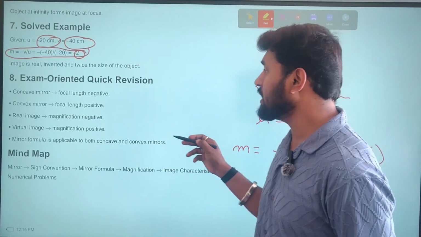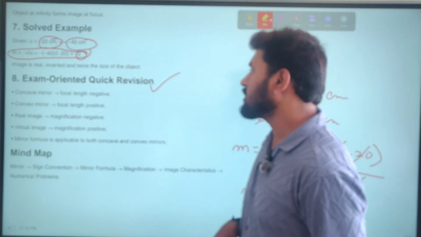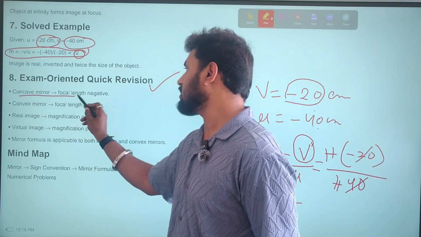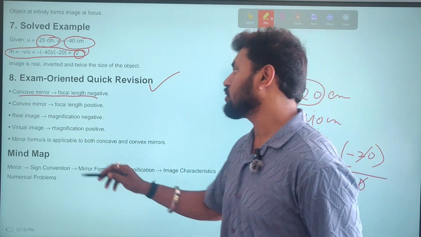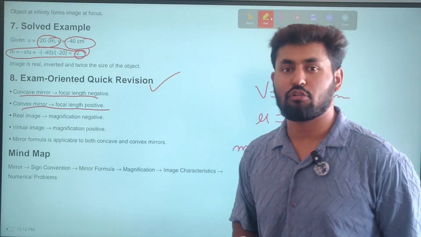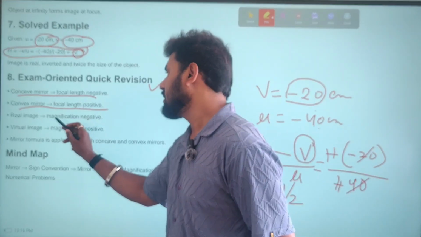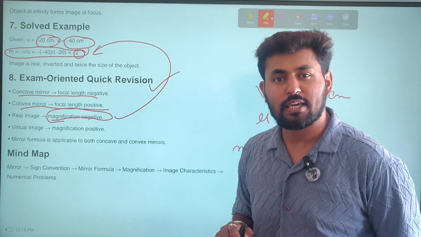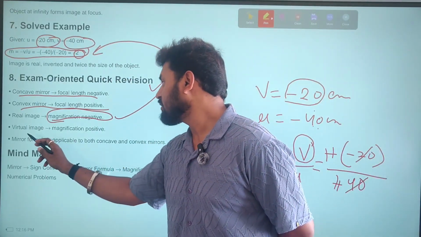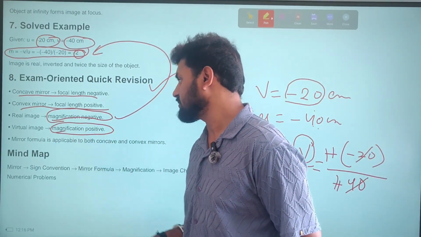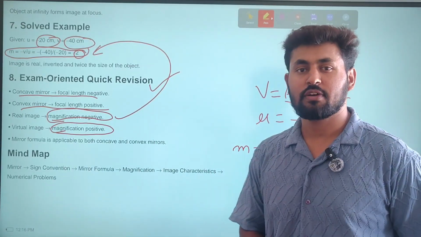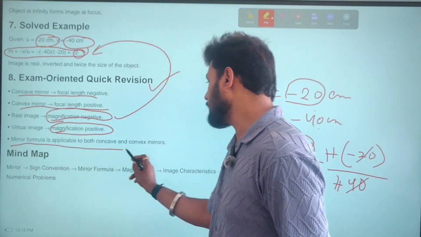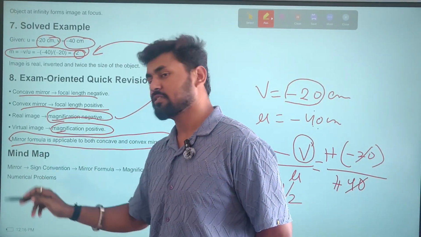Now, moving ahead. This is a quick revision for all. You should know that in concave mirror, focal length is negative. In convex mirror, focal length is positive. I have already told you. And in real image, magnification is negative. So I hope I gave you the answer for this. Now, in virtual image, magnification is always positive. The biggest thing that you should know is that the mirror formula is applicable for both concave and convex mirror.